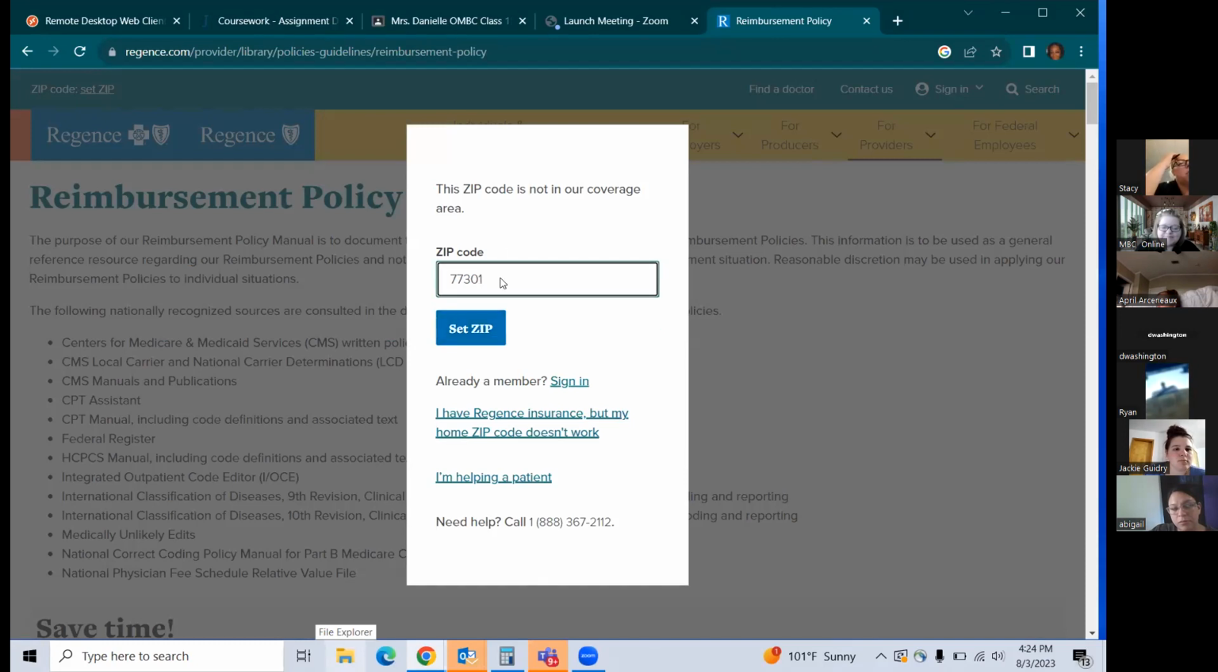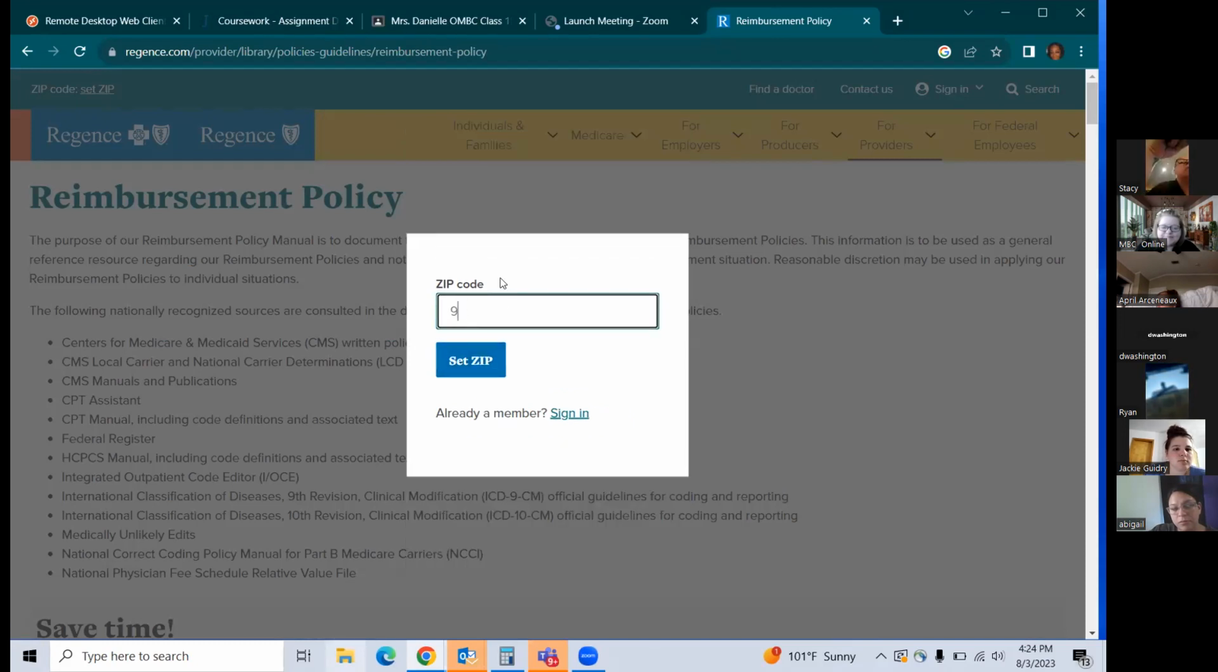Hang on, let me get a zip code for this, because this particular plan only services Washington, Ohio. I think those are the states that it actually services. It does not service all states, so we cannot use a random one. Just a second, let me get a zip code for Washington State.